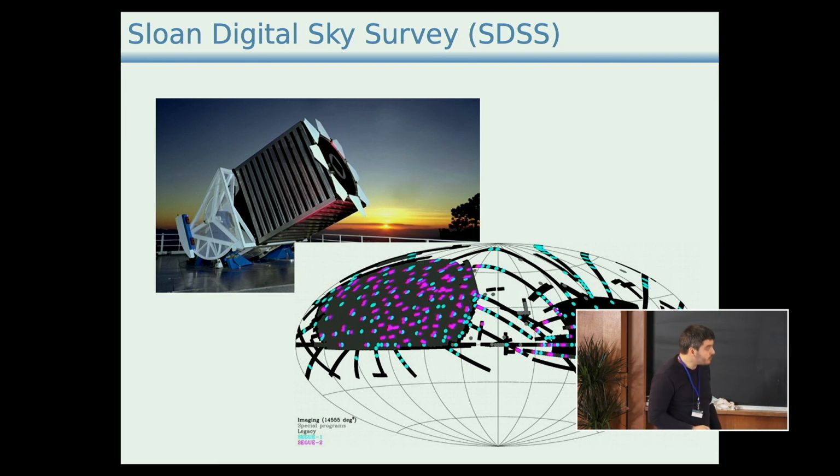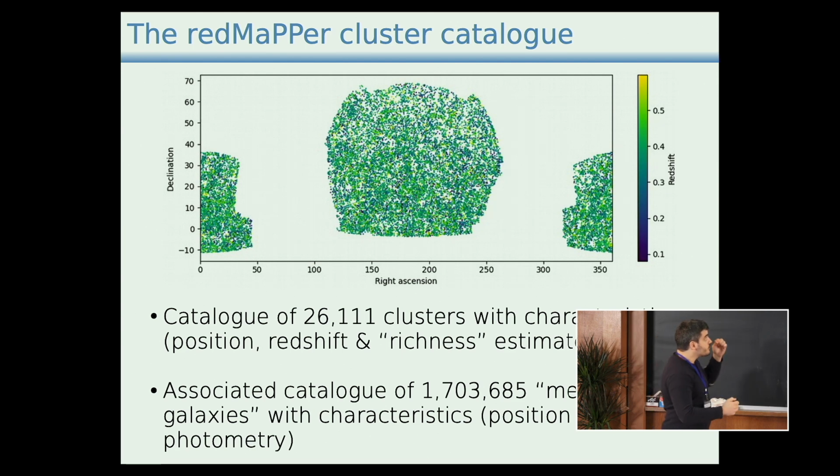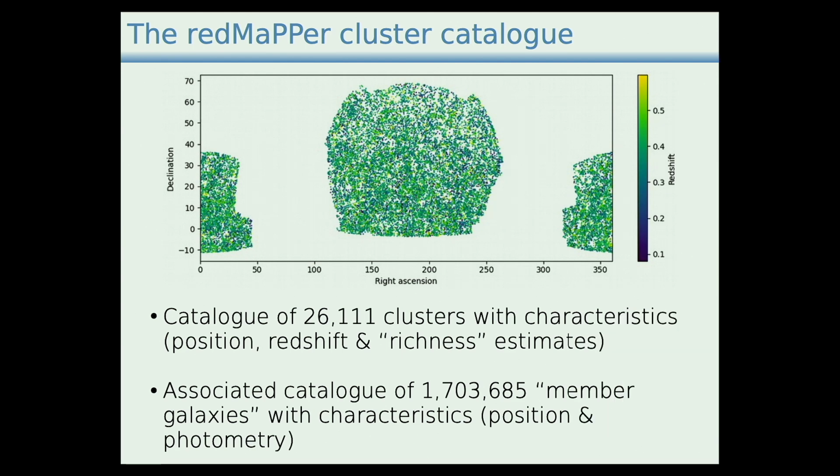We used data from this survey, and more specifically, we used a catalog of 26,000 clusters which have been detected using an algorithm called redMaPPer. The catalog contains the position, the redshift, and the richness estimates of those clusters. For those who don't know the richness, you can picture that as roughly the number of galaxies in the cluster. And you also have the associated galaxy catalog, which contains all the member galaxies of those clusters with their position, their photometry, and so on.